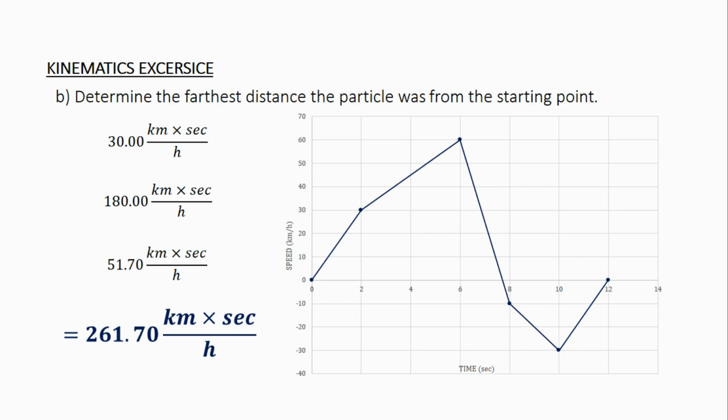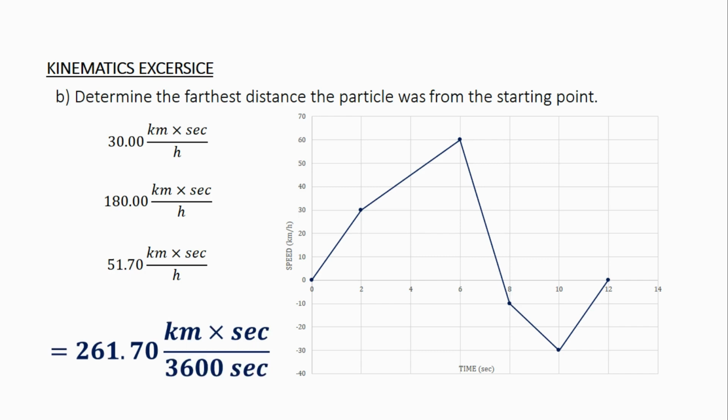Now, apparently, the units do not seem to be appropriate for distance. However, it is just a matter of unit conversion. Considering that 1 hour is equivalent to 3,600 seconds, we can make this substitution. We can cancel the seconds in the numerator and denominator. This will give us the result in kilometers.